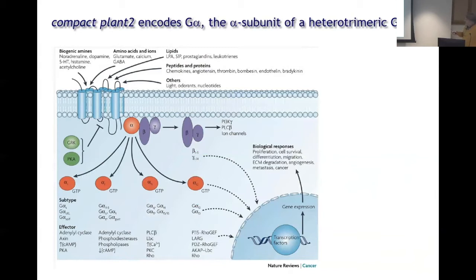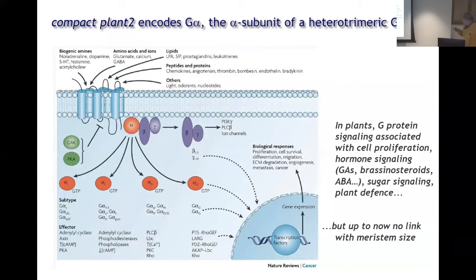So G-alpha is the signaling protein that when these receptors are activated, this protein is a GTPase. It will be activated by exchanging GDP for GTP, becomes activated, dissociates from its subunits, beta and gamma, and those dissociated subunits go away and start signaling cascades, right?